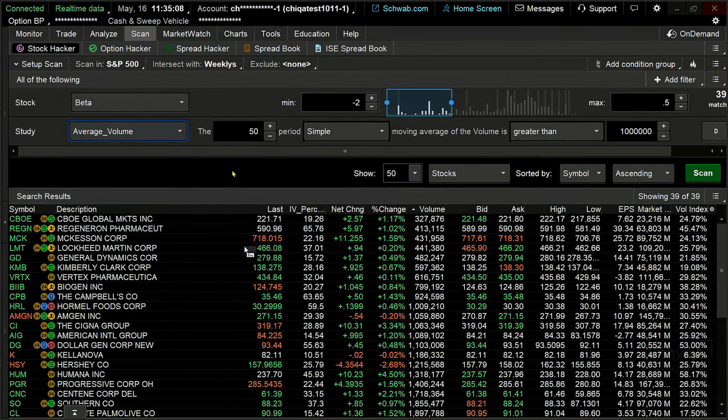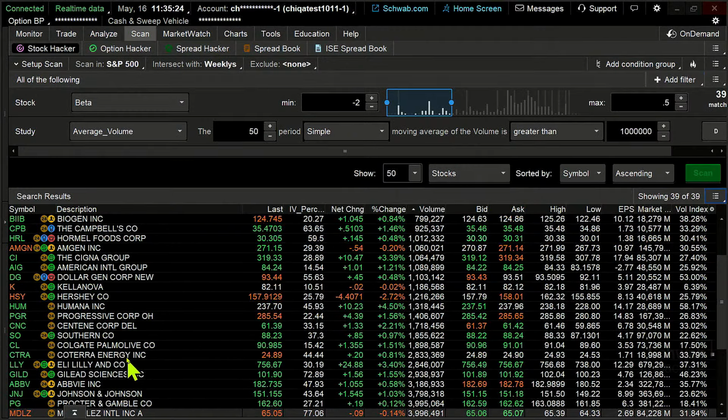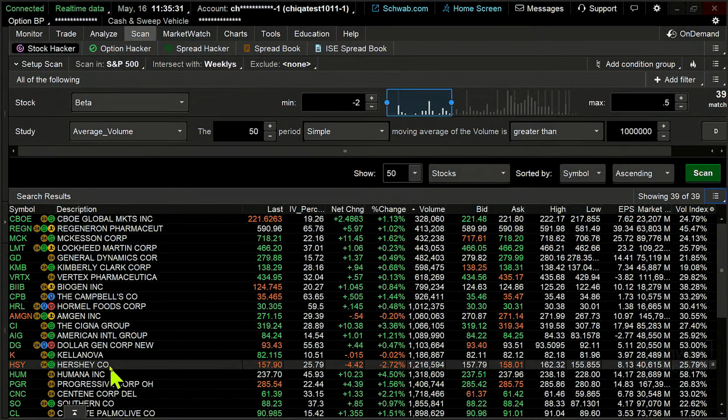But I'm going to add average volume. I'm going to say the 50-period simple moving average of volume is greater than a million shares. I want a stock that trades generally most of the time with more than 1 million shares. And I'm going to run that scan, and that filtered my list down. So I've got a list of stocks that generally trade with more than 1 million shares. Now, not surprising, the types of stocks that we have in this list here, right?